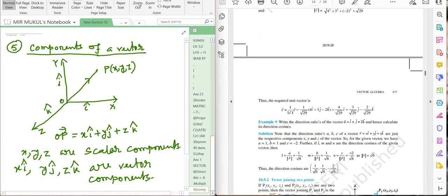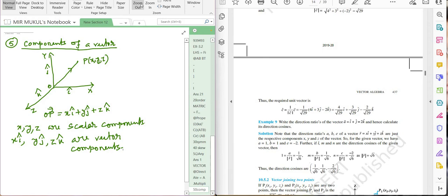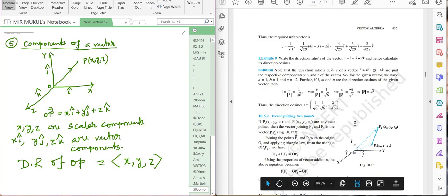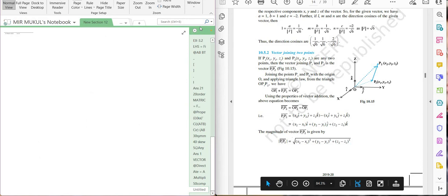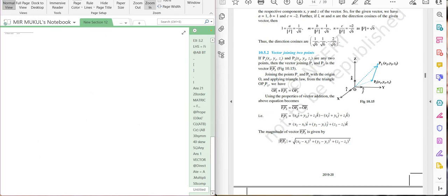Okay, one more thing I am telling here. From this vector, we can write the direction ratio of OP, and that will be x, y, z. If you want to write its direction cosine, then you have to convert it into a unit vector, then you can write. Now vector joining 2 points. Now next concept is vector joining. It is the sixth concept now.